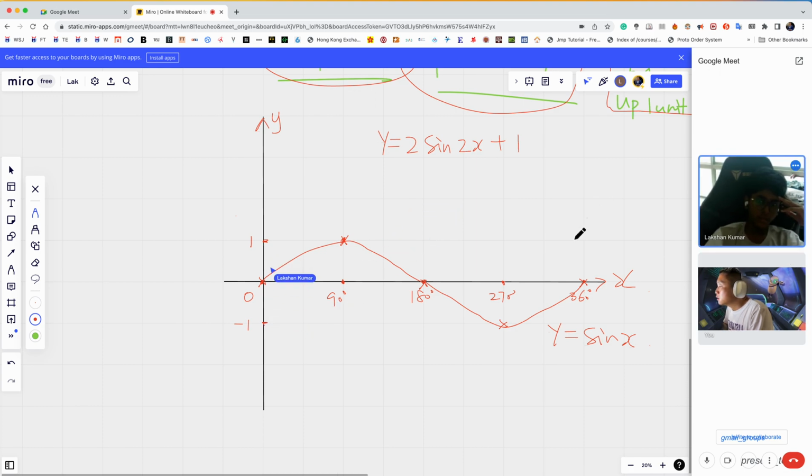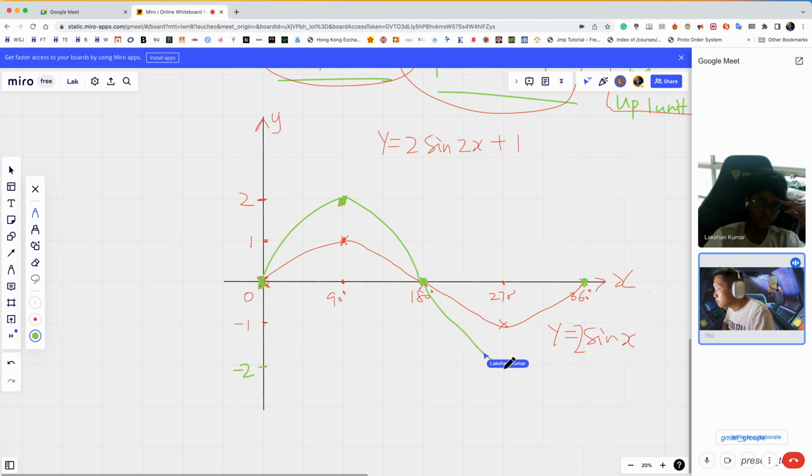So now you put the 2 in, you take care of the amplitude first. So each point will be multiplied by 2. 0 times 2 is 0. 1 times 2 is 2. Good. Very good. And then negative: -1 times 2 is -2, and 0 times 2 is 0. Let me use a different color. So this curve will be your 2 sine x. I'm not done yet. So this will be your y equals 2 sine x.